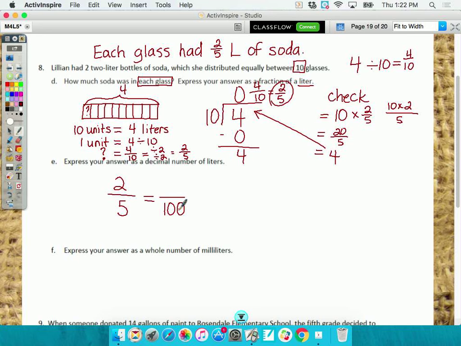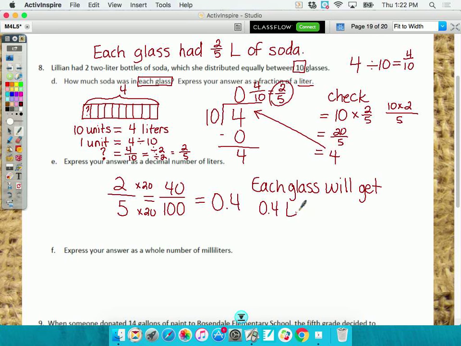This is 20. How many times does 5 go into 100? 5 times 20. So if I have 2 times 20, what is it? So 40 hundredths. How do I write that as a decimal? 0.40. Do I need the second zero? No. How do I say this? 0.4. 4 tenths. So each glass will get or will hold 4/10 liters of soda.